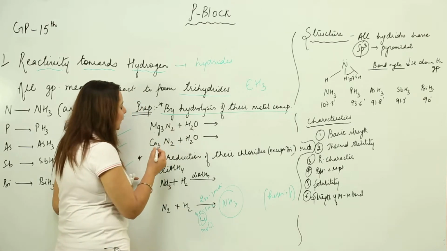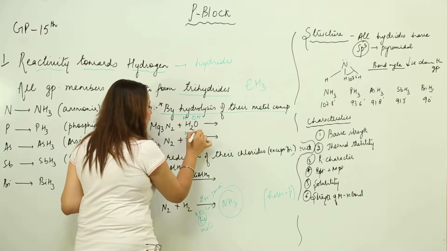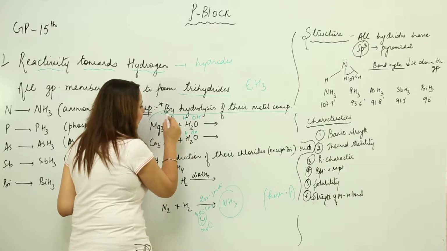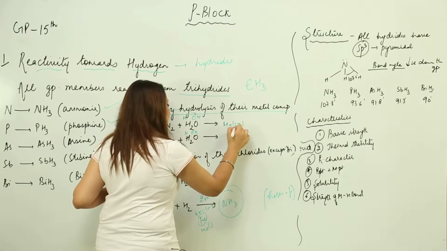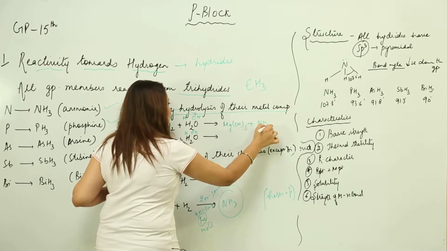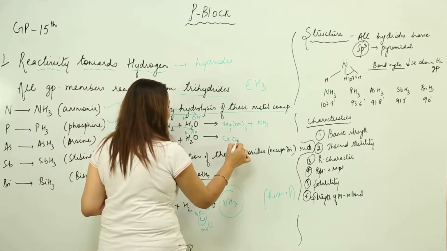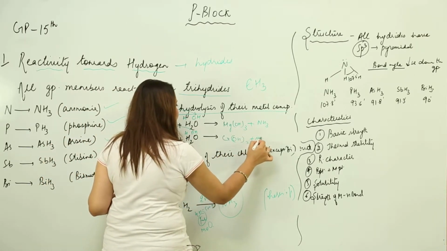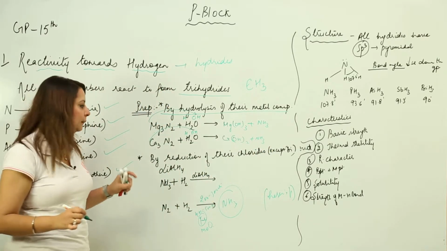How does it lyse? We know that water splits into H and OH. Metals have great affinity for forming hydroxides, so it will form magnesium hydroxide, and N and H will form ammonia. Likewise, calcium will form calcium hydroxide, and N and H will combine to form ammonia. So we can form them by hydrolysis of their metal compounds.